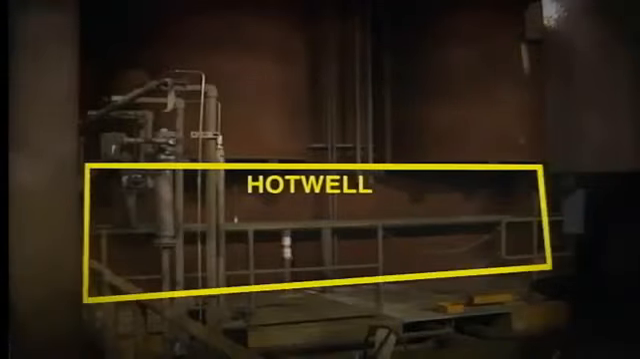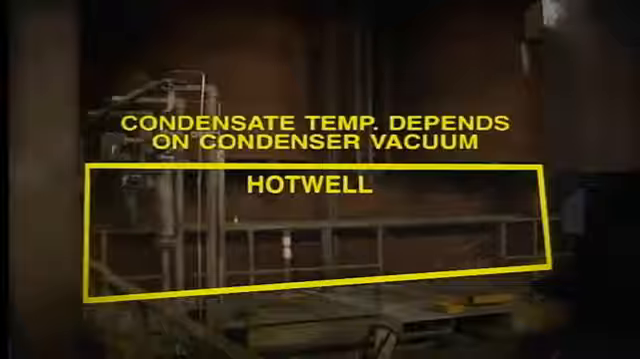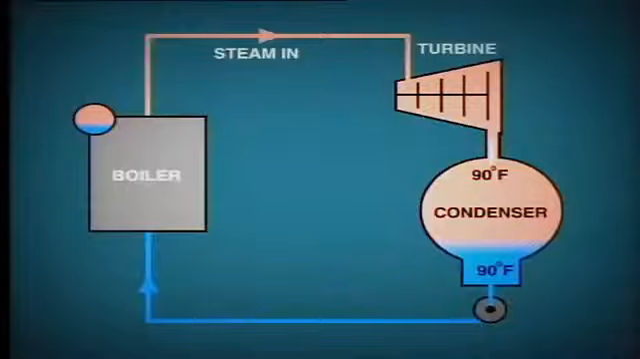The actual temperature of condensate in the hot well is probably within the range of 80 to 100 degrees Fahrenheit, depending upon the vacuum in the condenser, and this in turn is dependent upon other conditions such as cooling water temperature. By the time this condensate enters the boiler as feedwater, the temperature will be in the region of 400 to 500 degrees Fahrenheit, thus requiring less heat to be added in the boiler.